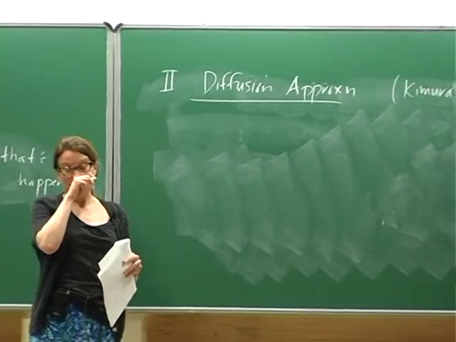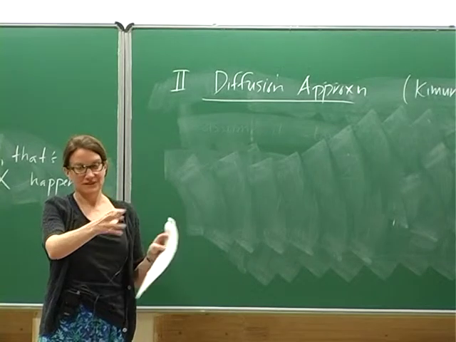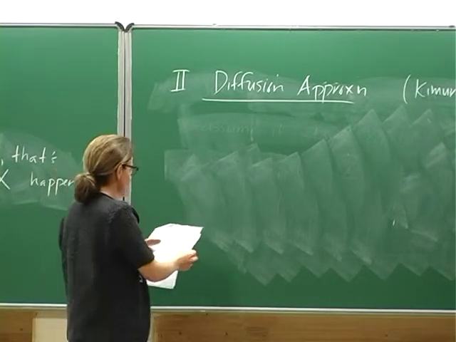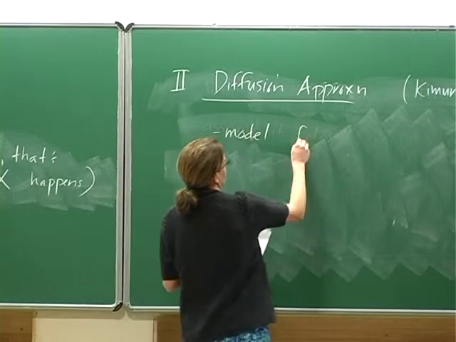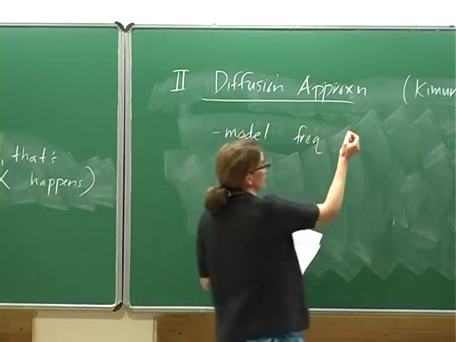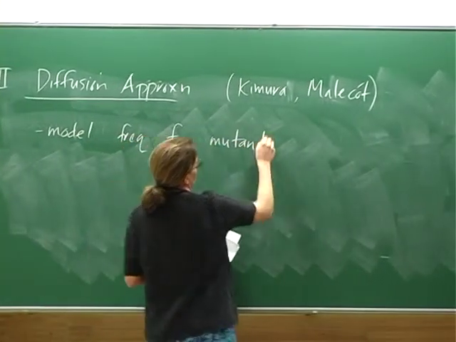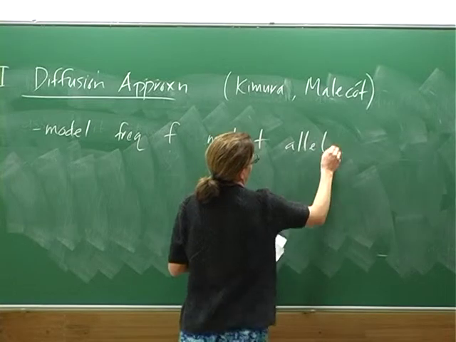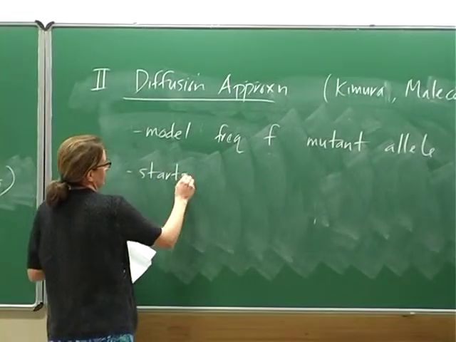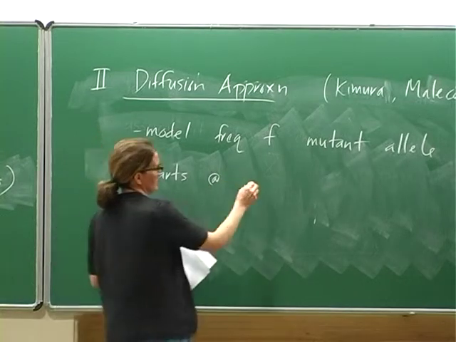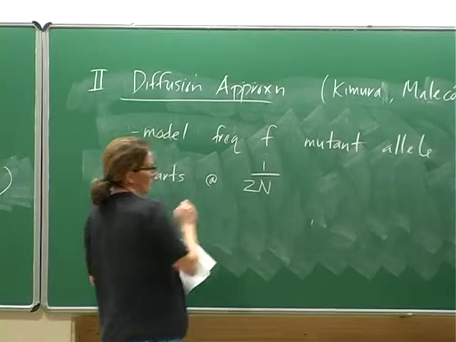Okay, so the disadvantage of this approach is that you don't model the lineage explicitly. Instead, you start right away by looking at the frequency. So what we're going to keep track of is the frequency f, say, of the mutant allele, which starts at, if it's de novo, let's say it's a diploid, 1 on 2n.